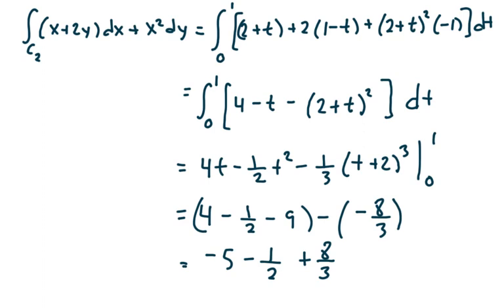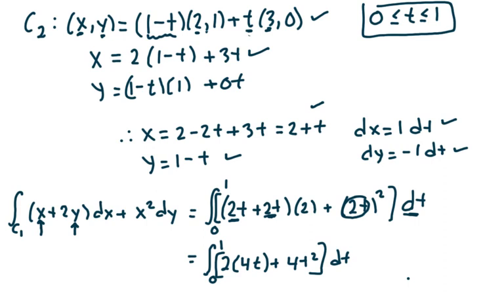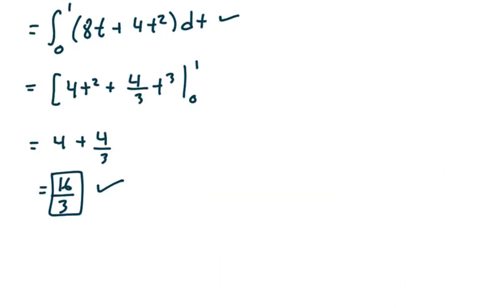Now, the integral over C2, of x plus 2y dx plus x squared dy. Now, let's remind ourselves about C2. Remember, x here is 2 plus t and y is 1 minus t. dx is 1 dt, dy is negative 1 dt.